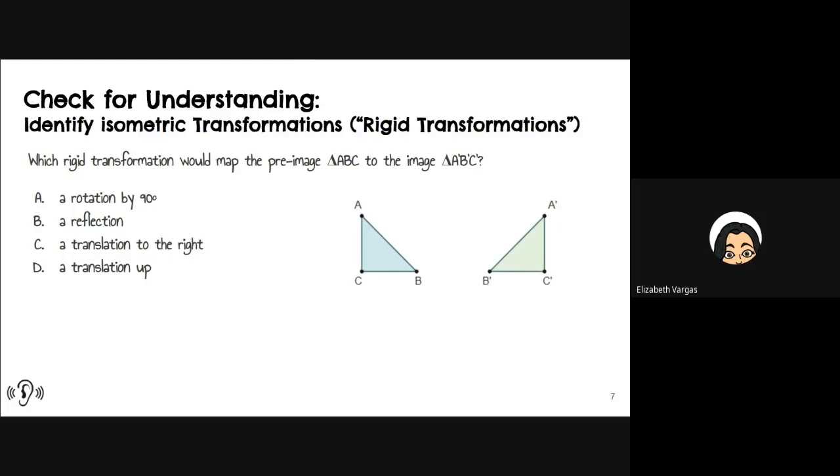I see Thomas says B. Does anyone else agree or disagree with Thomas? Gabriel says B. Okay, give me 1 second so that I can mark some of you who just got in present.